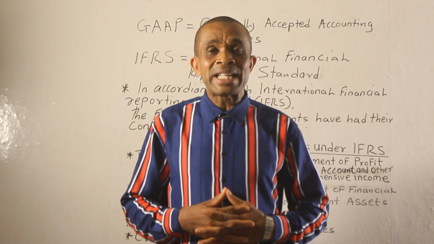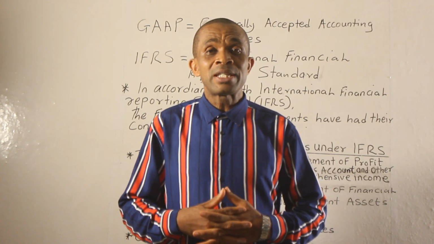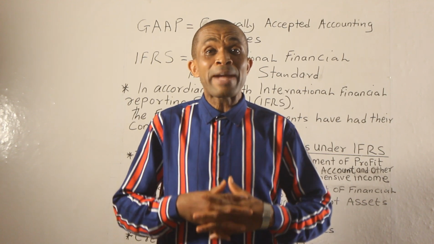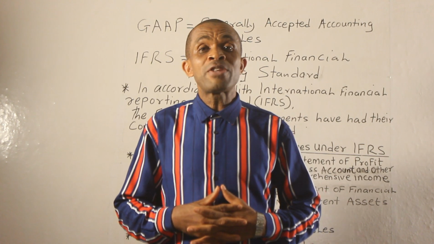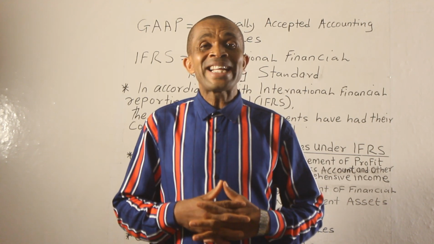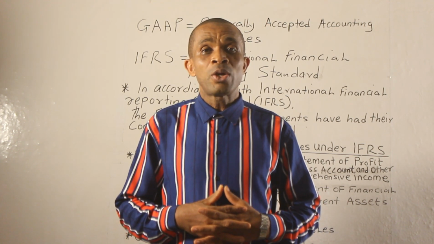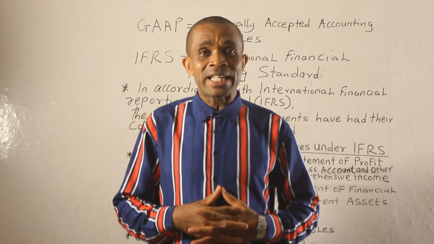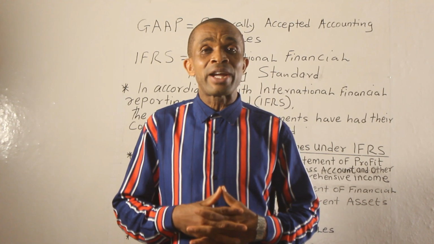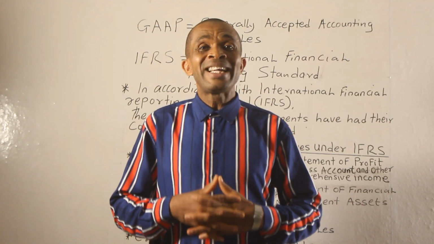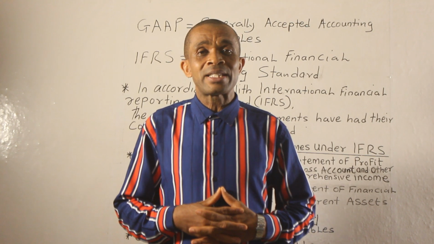Now let us analyze or see the changes in relation to items that make up the Statement of Financial Position. In the Statement of Financial Position under GAAP, we have what we call the fixed assets. It is no longer called the fixed assets. Under the IFRS, it is now called non-current assets.